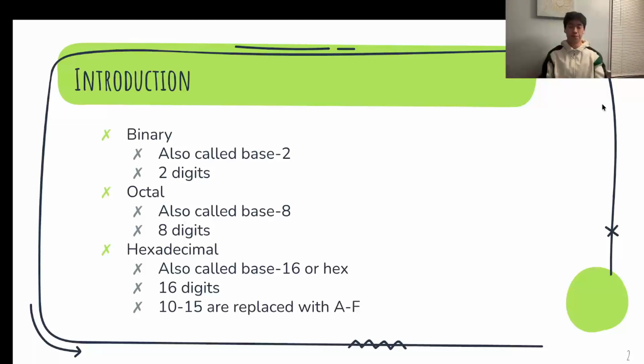We have 10 digits. In ACSL computer number systems, they will test you on 3 other number systems: binary, octal, and hexadecimal, which are especially useful for computers. Binary is also called base 2 and has 2 digits, 0 and 1. Octal is also called base 8 and has 8 digits, 0 through 7. Hexadecimal is also called base 16, or just hex for short, and has 16 digits. Now you might be wondering, 10, 11, 12, 13, etc., those are 2-digit numbers. What do we do about them? Well, those are replaced with the letters A through F.